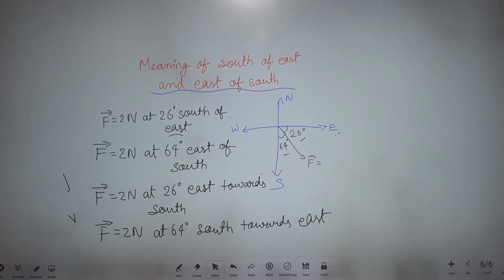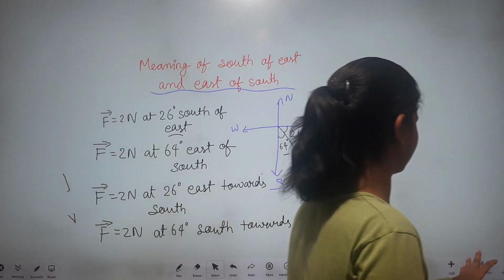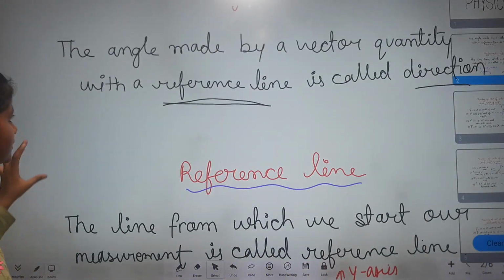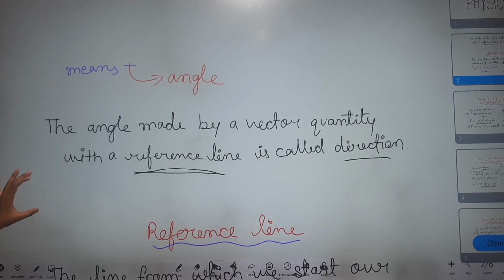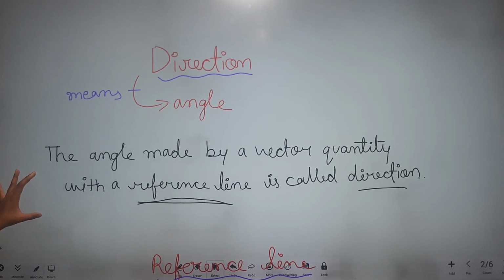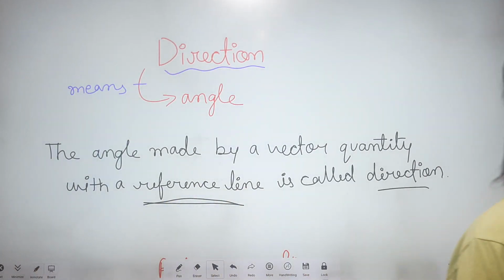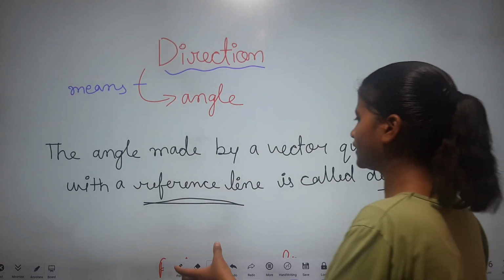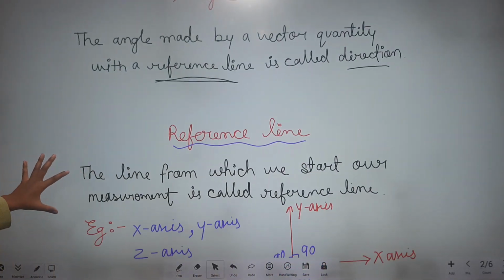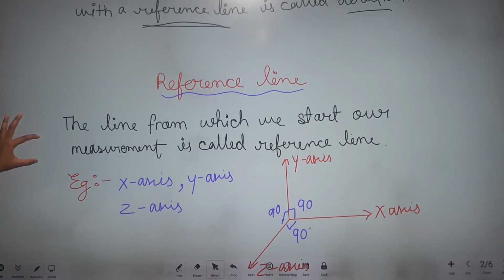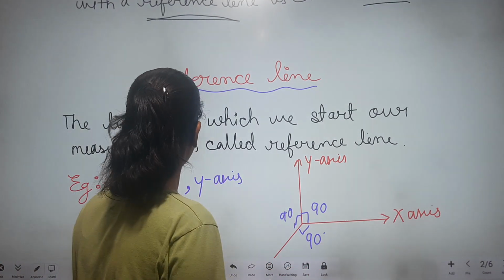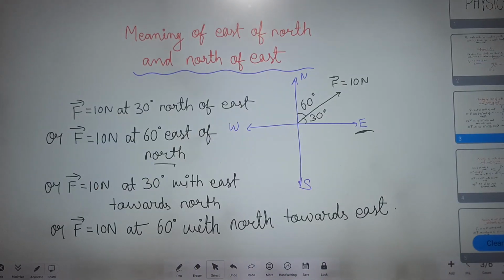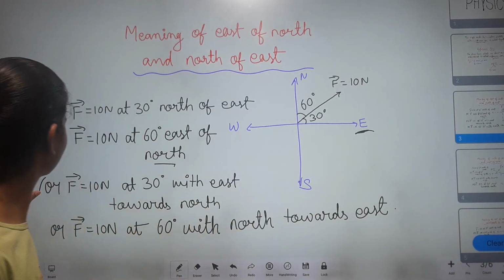Okay, so I hope you understand all the video. First of all, we discussed direction. Direction means angle. So the angle made by a vector quantity with a reference line is called direction. And the reference line means the line from where we start our measurement. Like here we can say x-axis, y-axis, or z-axis.